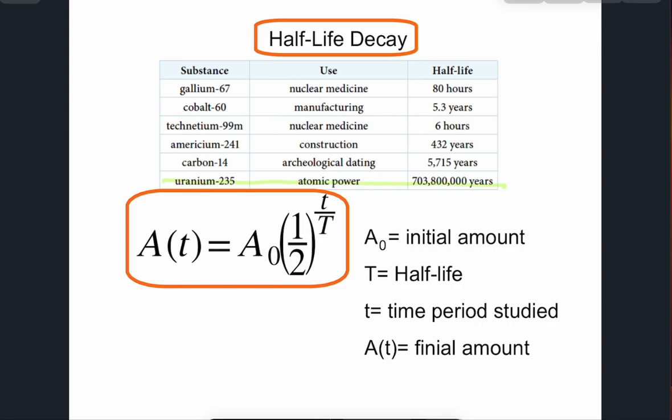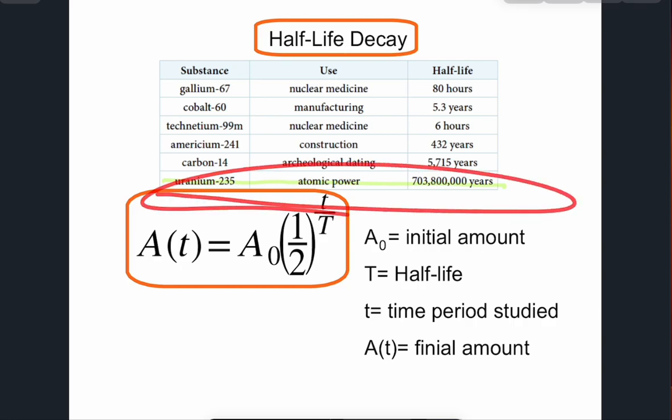That's used in carbon dating. If you're taking a bone sample and you want to know how old that bone is, carbon dating, they do it. Uranium.